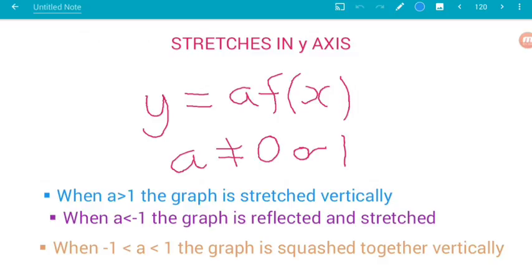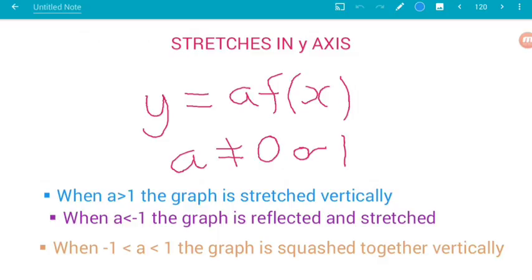So for example, if we had y equals 2 f of x, then all of the y values get multiplied by 2. So y-intercepts get multiplied by 2, y-coordinates of maximums and minimums get multiplied by 2. x-coordinates do not change when we are doing these transformations. So any x-intercepts or x-coordinates of maximums or minimums stay the same. It's only y ones that change.